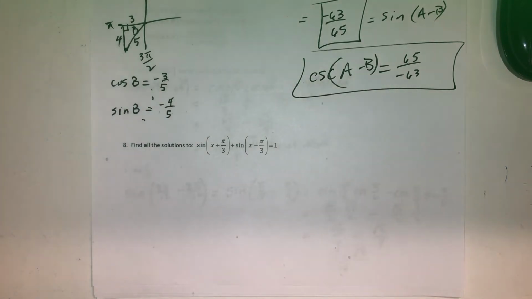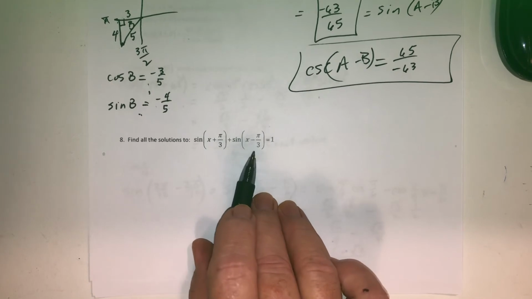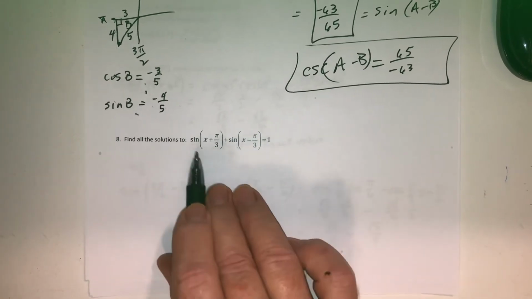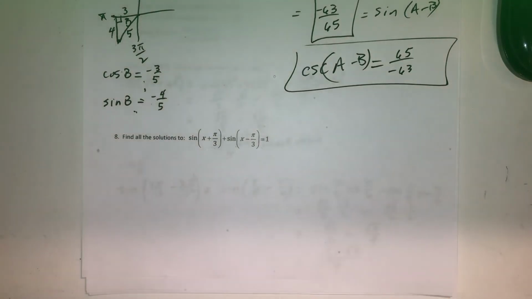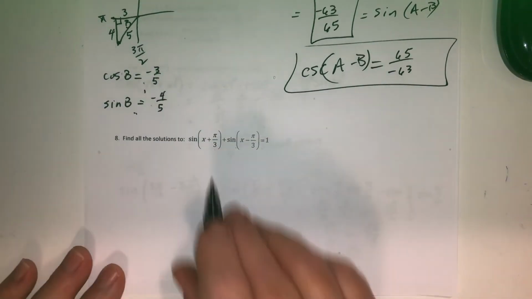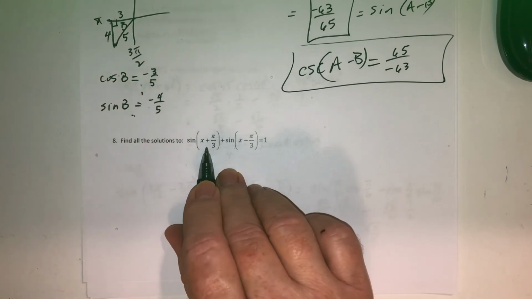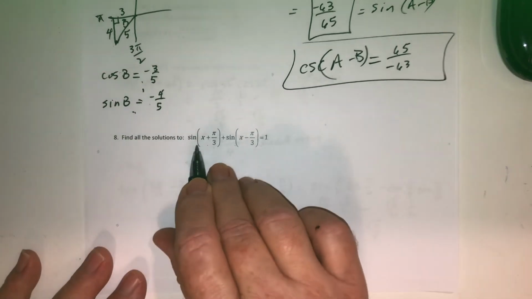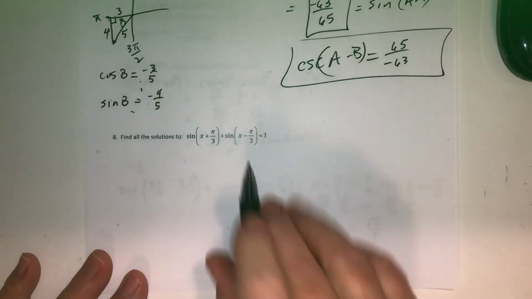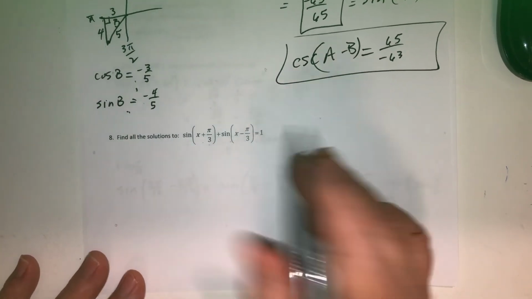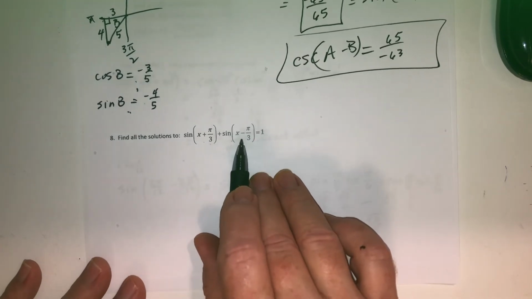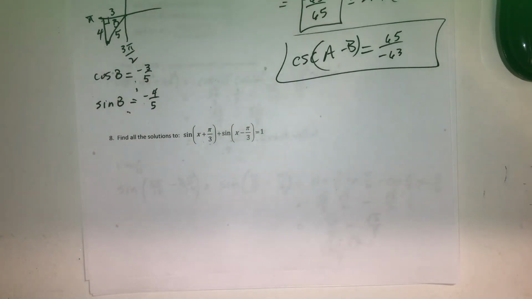All right, number 8 says find all solutions to the equation the sine of x plus pi over 3 plus the sine of x minus pi over 3 is equal to 1. Okay, well, this is a sum of alpha and beta. This is a difference of alpha and beta. The same two, alpha and beta, because alpha is x and beta is pi over 3. So what we will do is use the sum formula to write this as an expression involving sine of x and alpha and beta, and then use the difference identity on this one, and then we'll see what we can do about solving it.